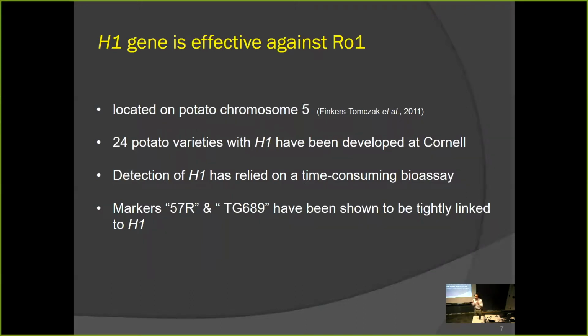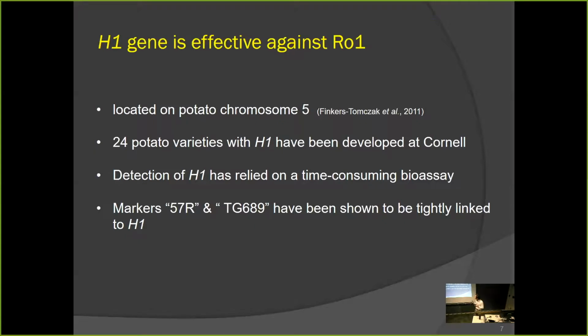And many potato breeding programs in the world using this gene were really successful. For example, the Cornell breeding program alone could release 24 potato varieties which include the H1 gene. And of course, these potato varieties work well to control the damage of pest type R1. However, there was one drawback in the Cornell potato breeding program when it comes to R1 resistance, because we still relied on time-consuming bioassay. So to reduce the amount of bioassay, maybe marker-assisted selection is one of the good options.